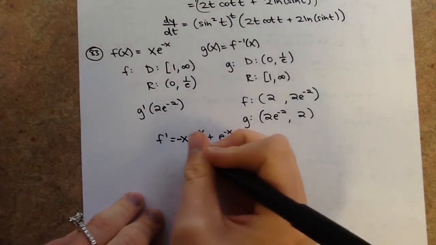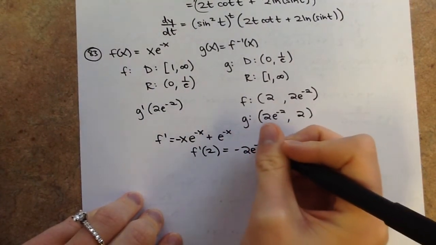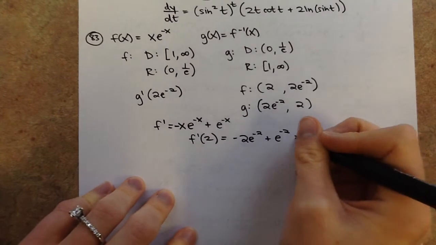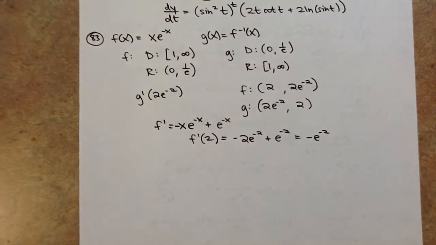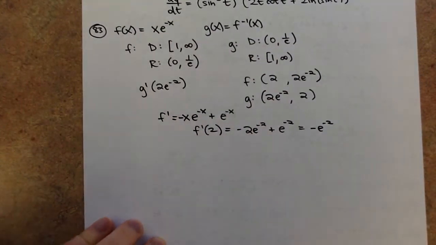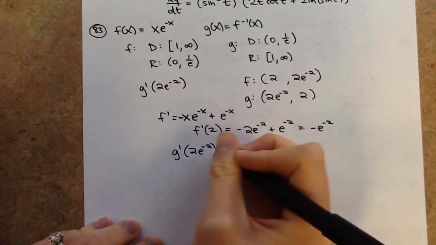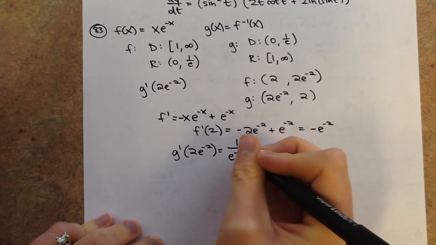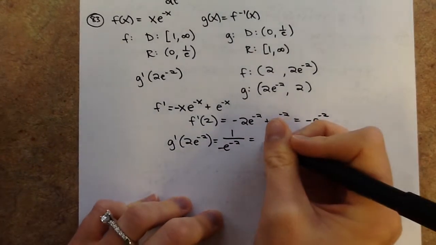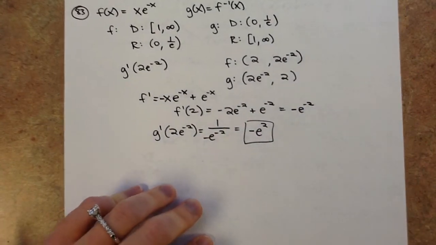This is my derivative. Finally, I want the derivative at 2. So I plug it in, negative 2e to the negative second plus e to the negative second. And when I simplify this up, I get negative e to the negative second. So that is my derivative of f at this point. To get the derivative of g at this point, I just take the reciprocal. So g prime of 2e to the negative second is equal to the reciprocal of this. So now real quick, I have a negative exponent in the denominator, so I am just going to put it on top. So that is the derivative that I'm looking for.